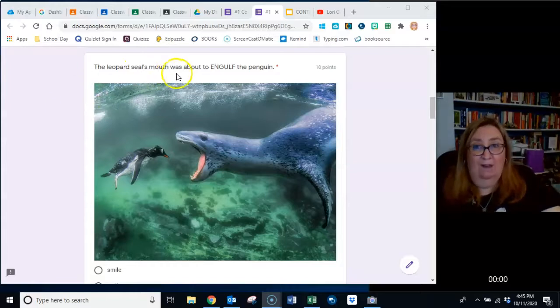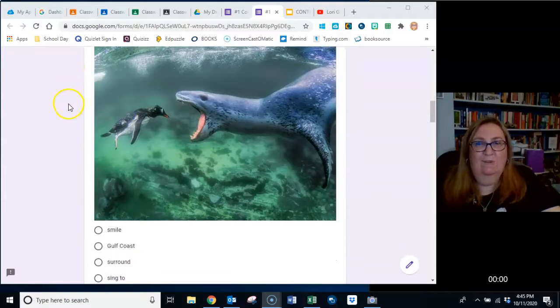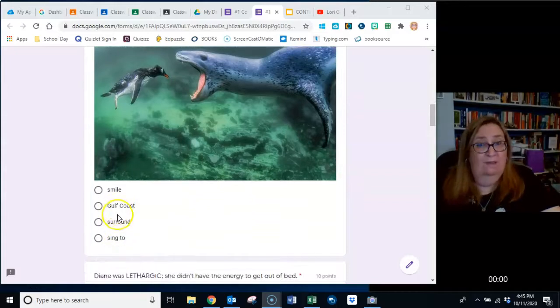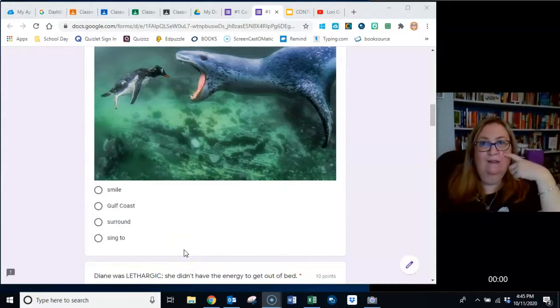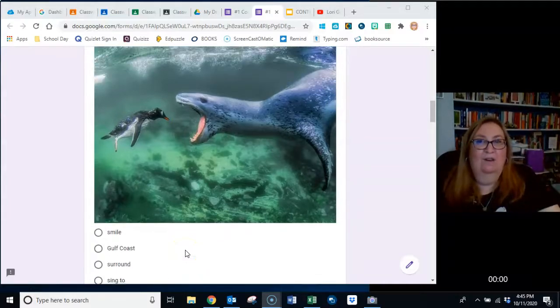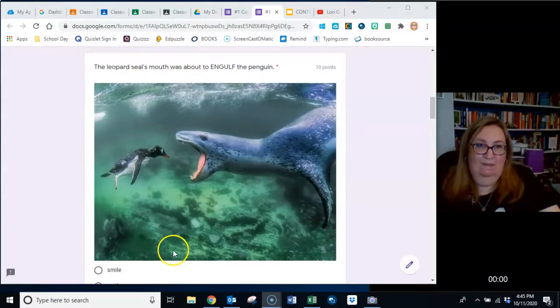The leopard seal's mouth was about to engulf the penguin. But what is the leopard seal about to do? Is he about to smile at the penguin? I don't think so. Is he about to Gulf Coast the penguin? I don't even know what that means. Is his mouth about to surround the penguin? I'm afraid so, Mr. Penguin. Or is he about to sing to the penguin? I'm going to go with he doesn't look like Ariel from The Little Mermaid, so he's probably not going to sing to the penguin. I'm going to go with surround. Something is engulfed by something, it's surrounded by something.